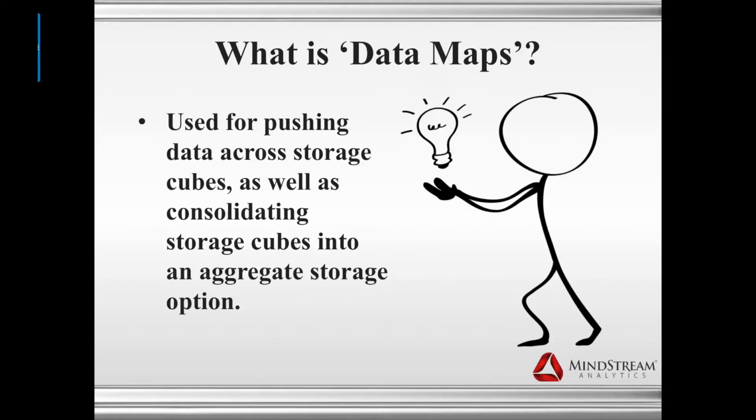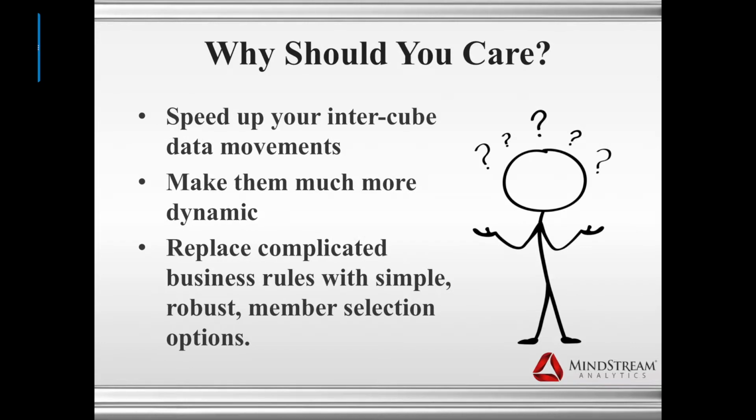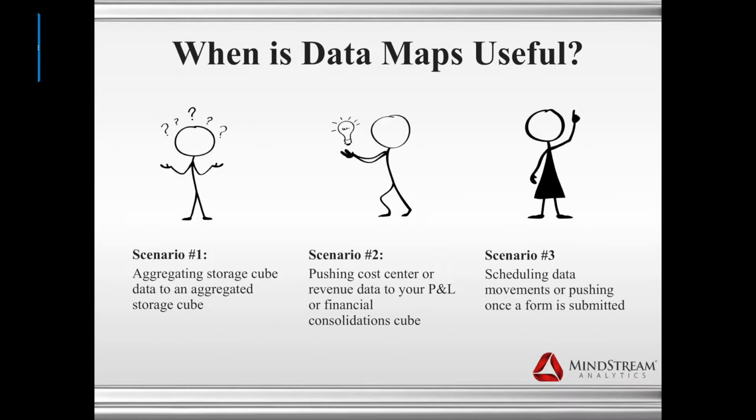Oracle's Planning and Budgeting Cloud Service has a number of new and exciting features to make your business planning process quicker, easier, and more user-friendly. One of these features, of course, is PBCS Data Maps, an application used for pushing data across storage cubes, as well as consolidating storage cubes into an aggregate storage option. Data Maps will dramatically speed up your inter-cube data movements, make them much more dynamic, and replace complicated business rules with simple, robust member selection options. This application is especially useful when aggregating data to an aggregated storage cube, as well as pushing cost center data or revenue data to your P&L or financial consolidations cube.